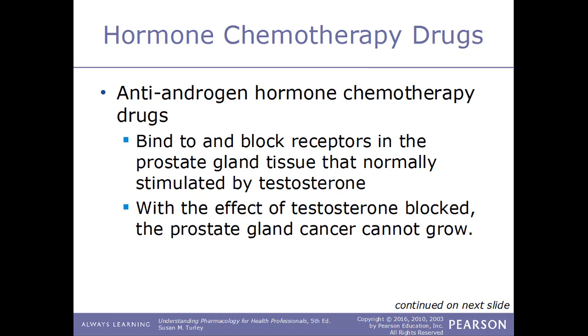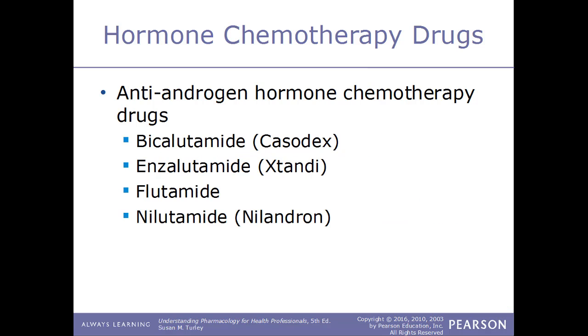Another kind of hormone chemotherapy drugs that you'll find are anti-androgen hormone chemotherapy drugs. These will bind to and block receptors in the prostate gland that is normally stimulated by testosterone. So with the effect of testosterone being blocked, the cancer in the prostate gland can't grow. And some examples of this kind of drug would include bicalutamide, known by the trade name Casodex, enzalutamide, also known by its trade name Xtandi, flutamide, and nilotinib, also known by its trade name Nilandron.